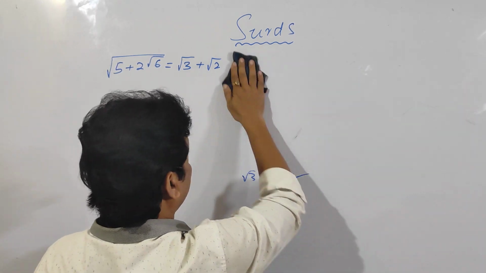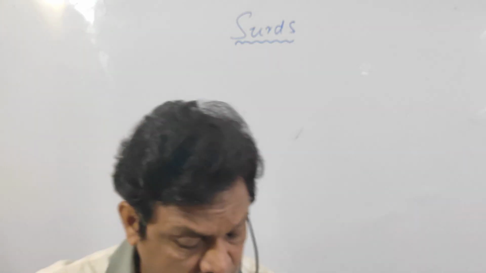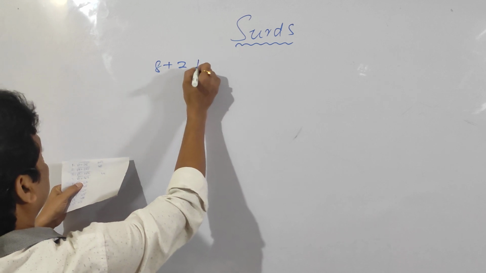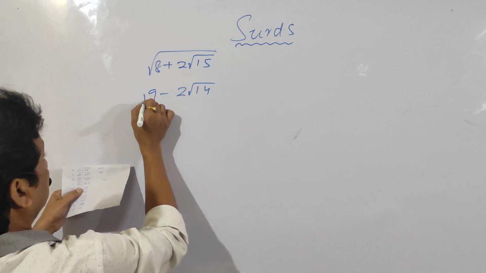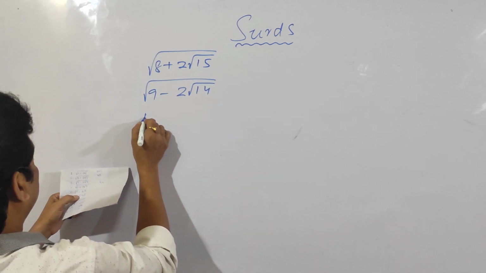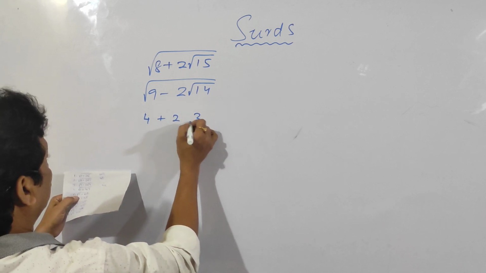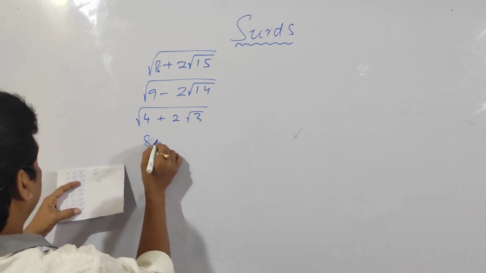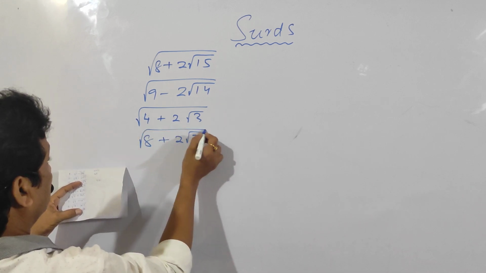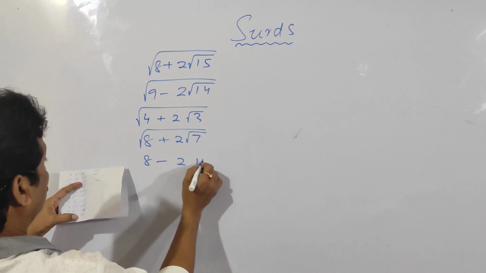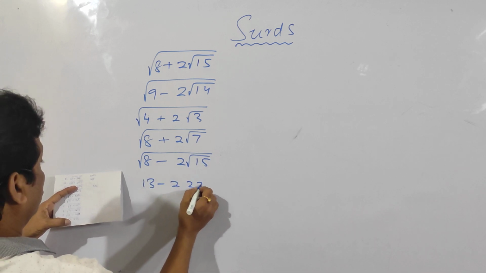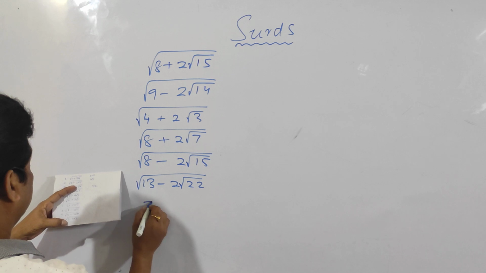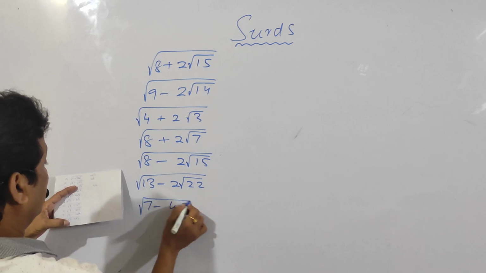Let us see different examples. I am going to give you some examples. See here: root over of 8 plus 2 root 15, then 9 minus 2 root 14, then 4 plus 2 root 3, then 8 plus 2 root 7, then 8 minus 2 root 15, then 13 minus 2 root 22 whole root over, then 7 minus 4 root 3 whole root over.